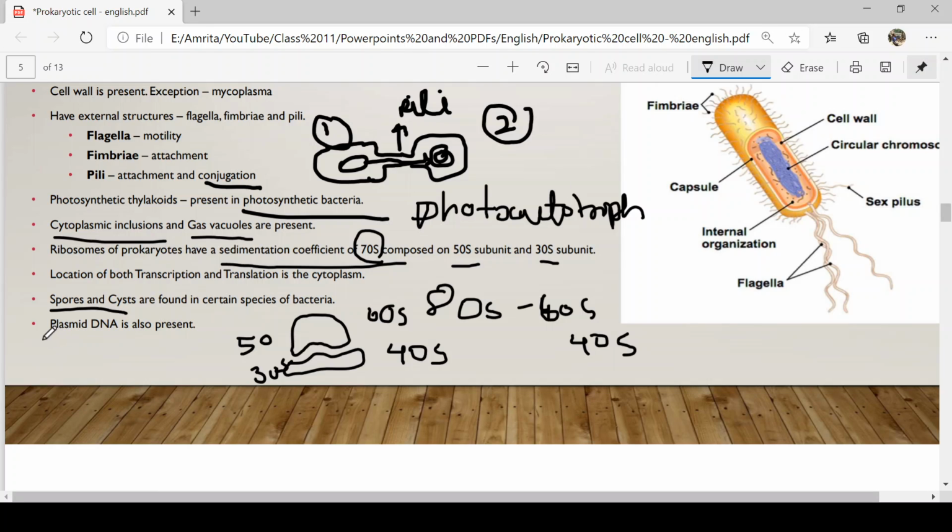Another very important thing is plasmid DNA. Plasmid DNA is a circular DNA which is present inside the bacterial cell. This is used in recombinant DNA technology.